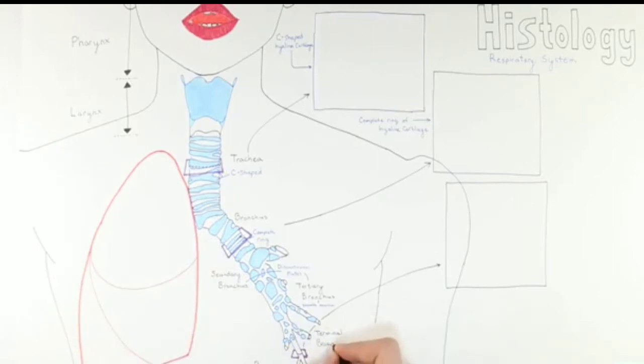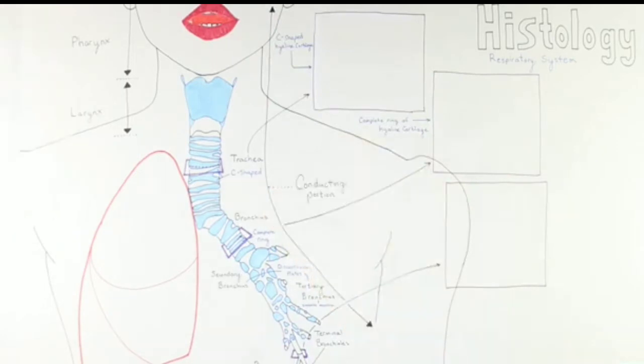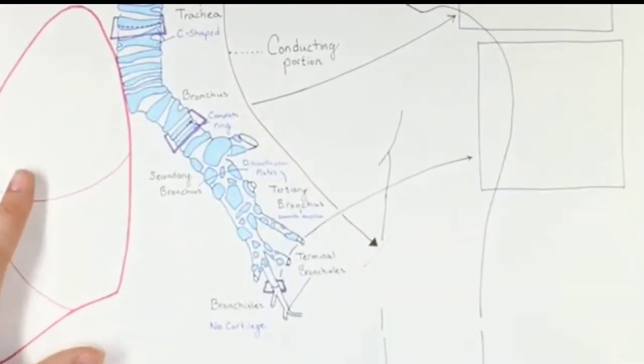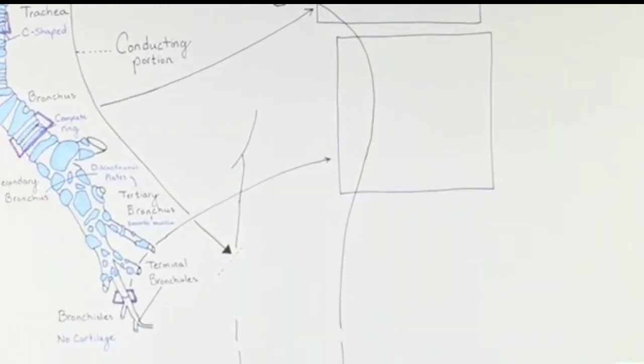The next pathway of the respiratory tract is the terminal bronchioles, and it is the last part of the conducting division. The epithelium is now simple columnar or cuboidal. The walls of the terminal bronchioles are less than 1 millimeter in diameter and contain no cartilage in their wall, as shown here on the lung schematic.